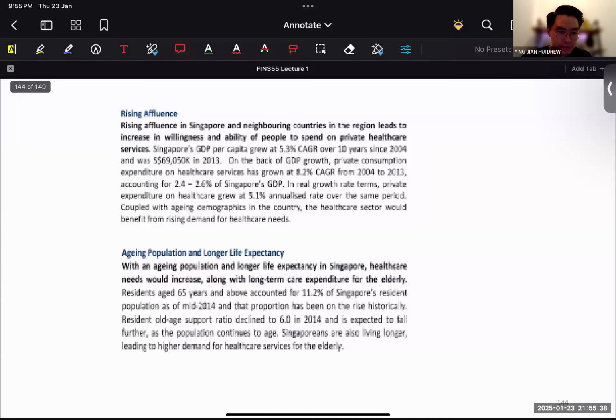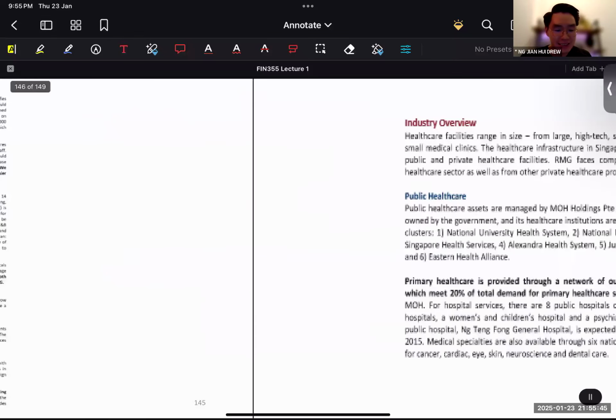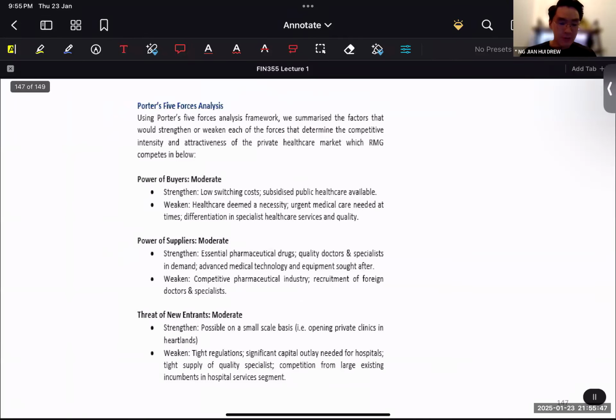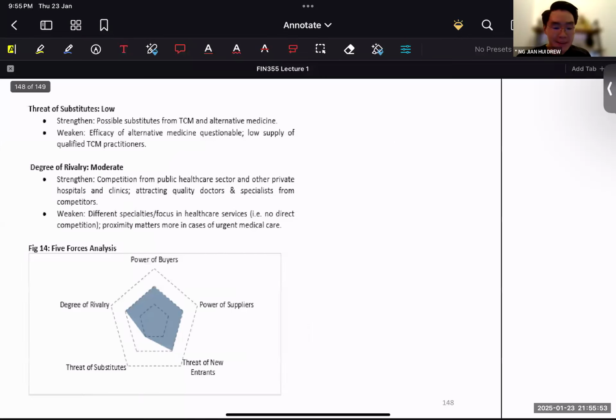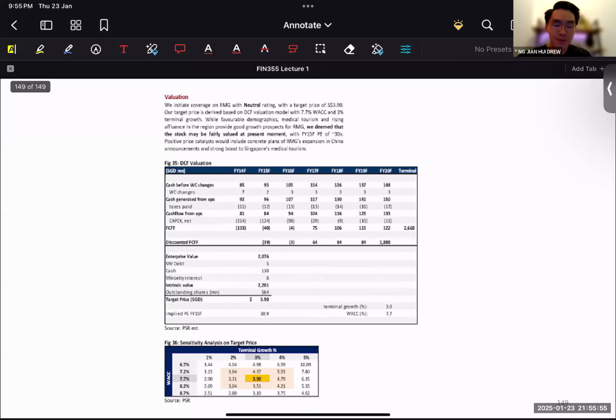These are some social factors that are going to impact the industry, things like that. Really just for you to see how the industry structure affects the company. These are a good example for you to see how the frameworks are being used for valuation.